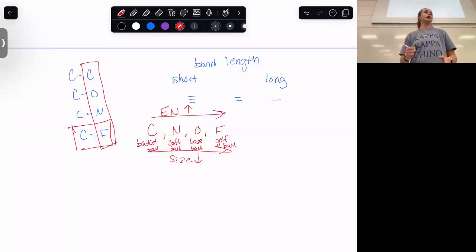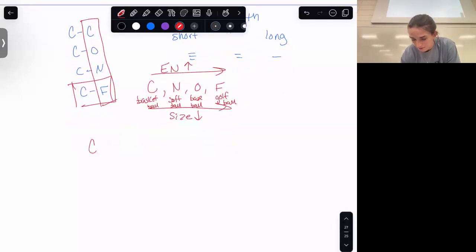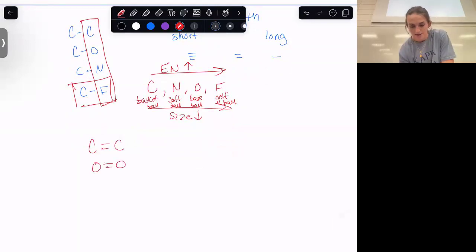Right, and then you could also look at it between 2 different compounds. So if you have a carbon double bonded to carbon and then an oxygen double bonded to oxygen, which one's going to be your shorter double bond? Your oxygens, right? They're inherently smaller so they can get closer together, and therefore your double bond between them is going to be shorter than the carbon-carbon bond. Does that help with that?